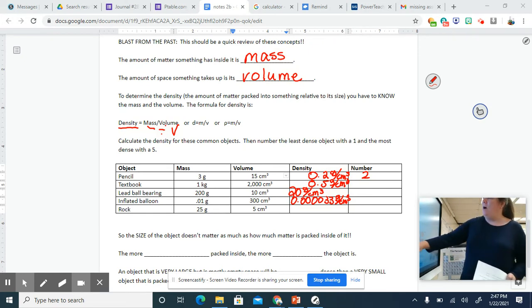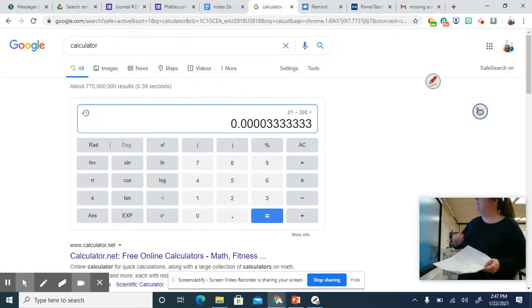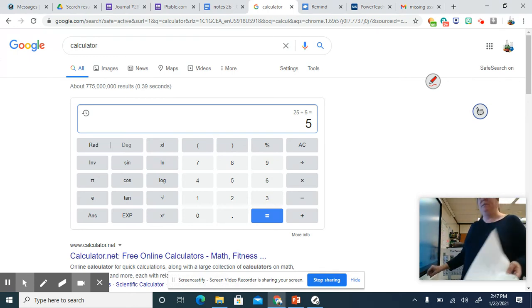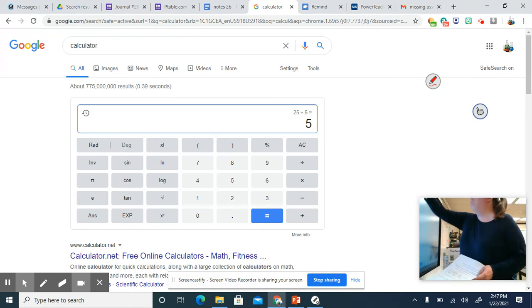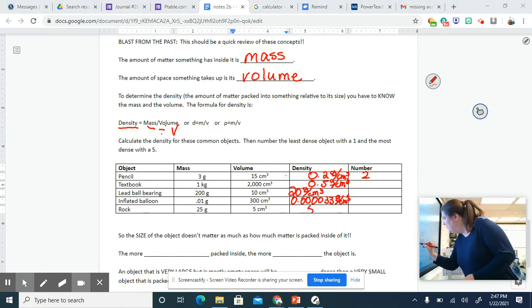Okay, so rocks, their mass is 25 grams. Their volume is 5 centimeters cubed. Let's do the math. 25 divided by 5 equals 5. That's one you probably knew already. Okay. So we're going to have 5. Nice even number. Grams over centimeters cubed.